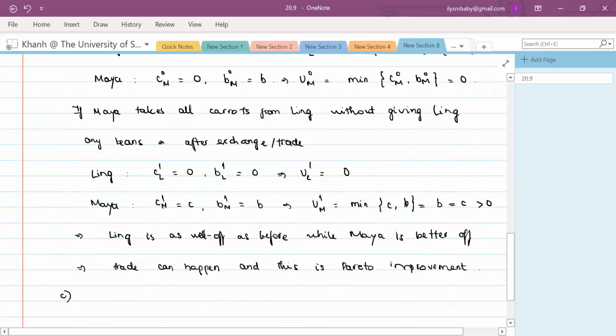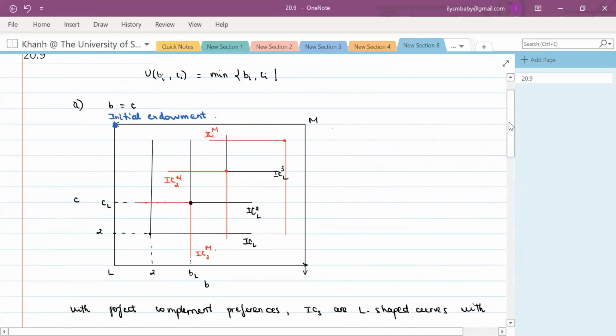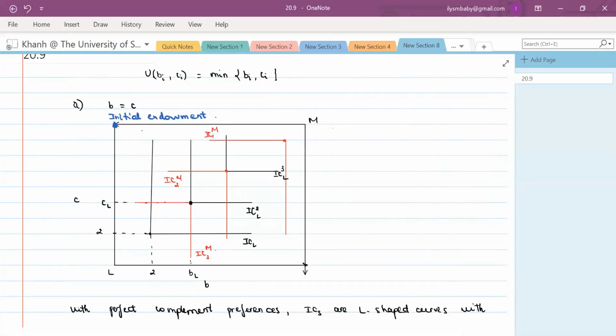Okay, so part C asks you again, using the diagram, show that it's possible for Maya and Ling to trade to any division for which CL equals BL. So now we're looking back at our diagram over here. If this is the initial endowment, what is going to be the area of Pareto improvement? Basically, how can these two people trade, or what is going to be the area where the trades possibly occur?